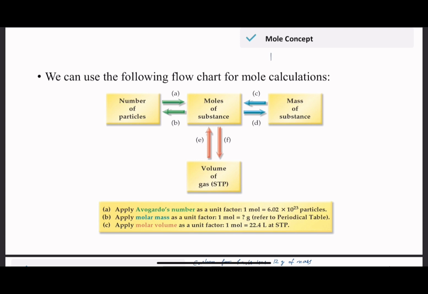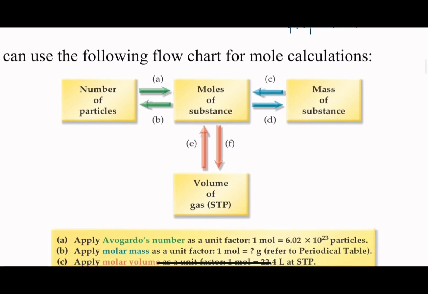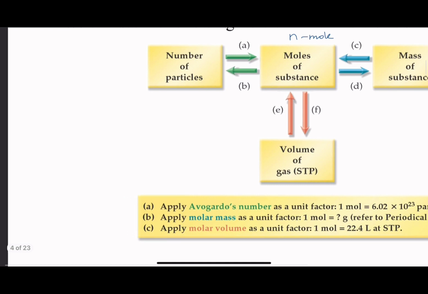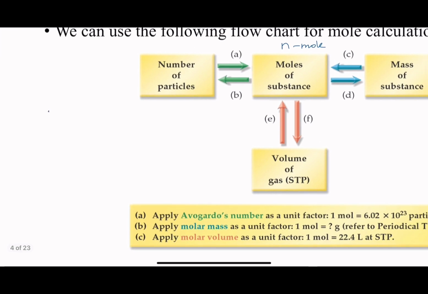We can use proportion on all of them. But the main formulas I'm going to write here are these ones. So mole we're going to define as n. n is your mole number. Now, let's say you're given that 3.01 times 10 to the power of 23 atoms are given to you. You want to know how many moles that is.